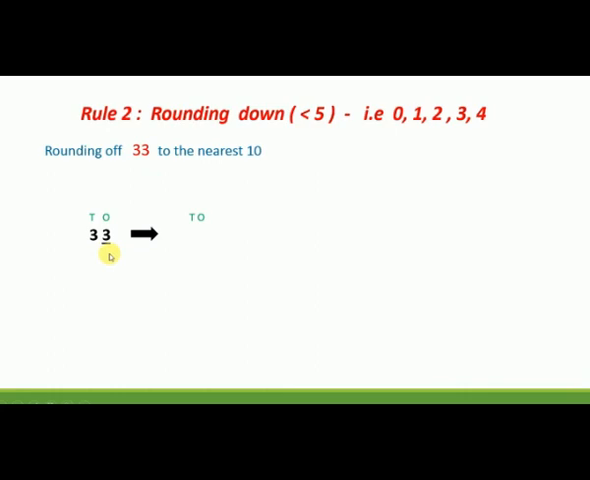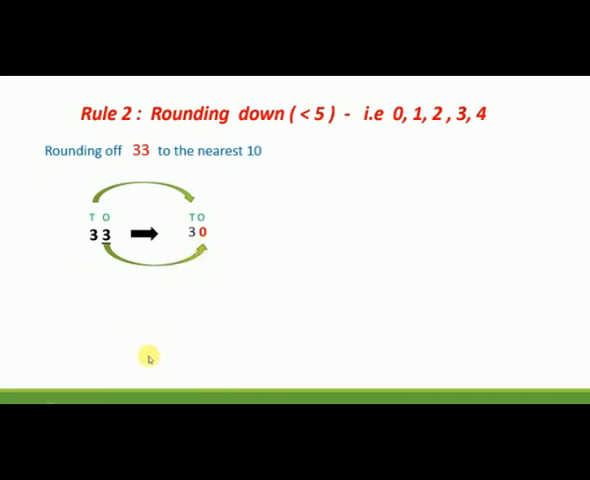So let us see how to do the rounding down. Here is the number 33. When we are doing the rounding down, again the ones place will be 0 and the tens place will be the same. There won't be any change in the tens. So the nearest ten to 33 is 30.